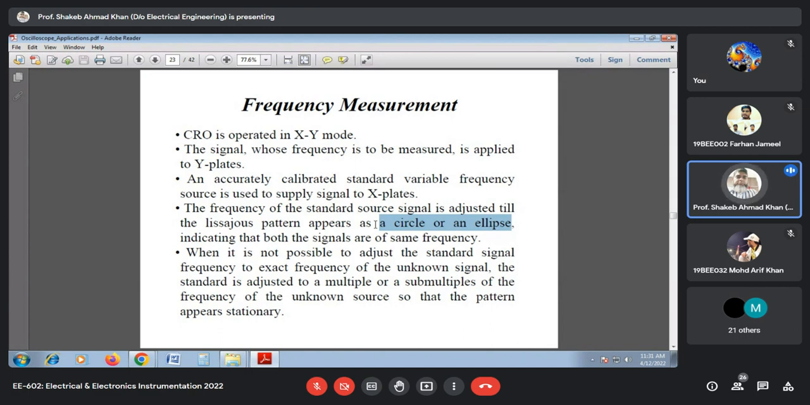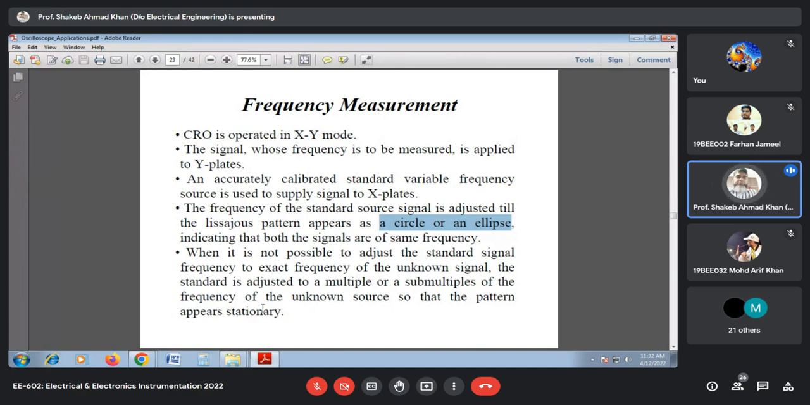When this is the situation, what do we do? When it is not possible to adjust the standard signal frequency to the exact frequency of the unknown signal, the standard is adjusted to a multiple or sub-multiple of the frequency of the unknown source, so that the pattern appears stationary. So whatever Lissajous pattern is appearing on the screen, it will appear stationary only when both signal frequencies are the same, and if that is not possible, then it should be a multiple of the frequency.